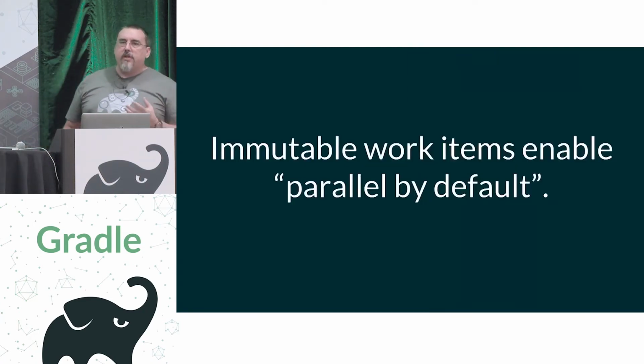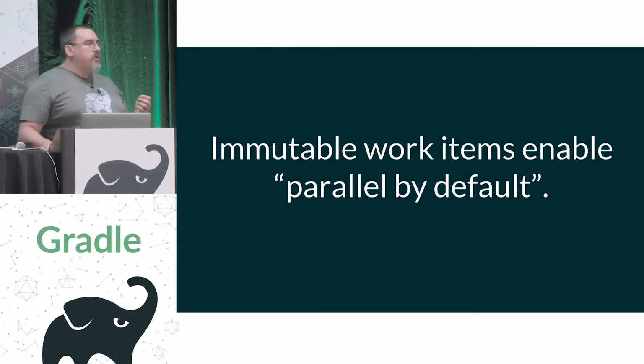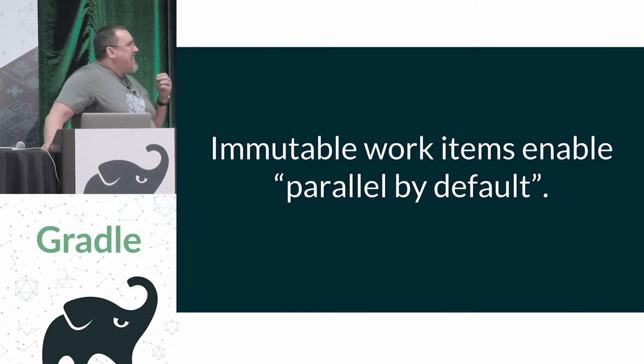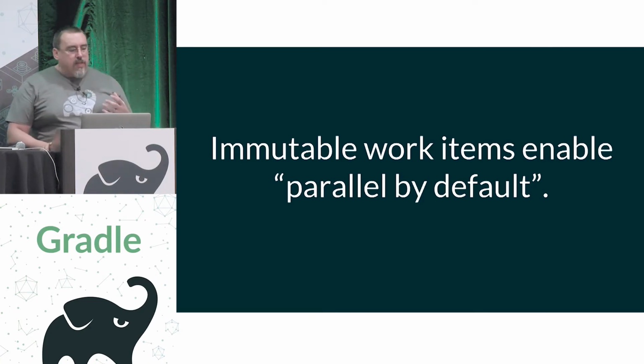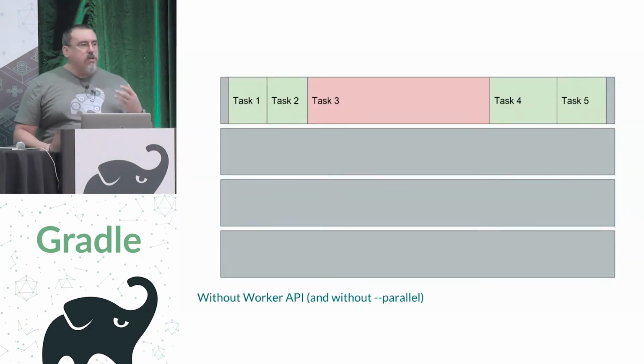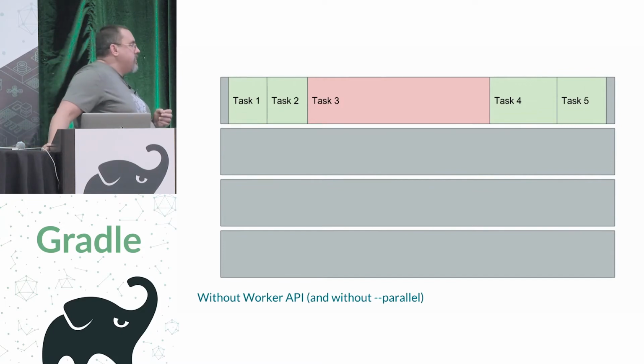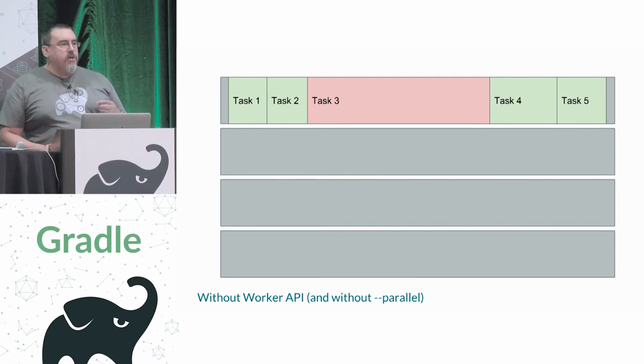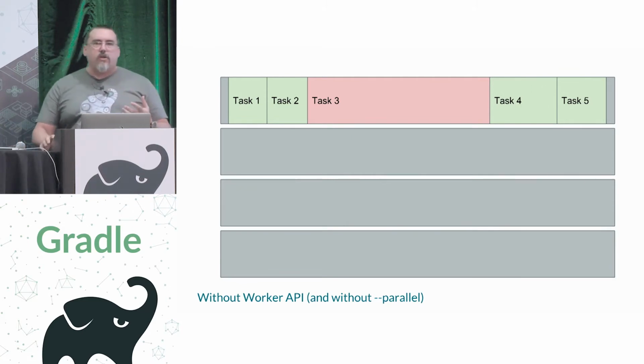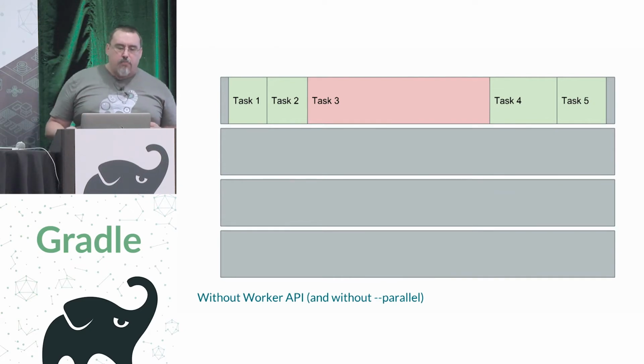So this immutability that we keep talking about, what this really does for us is it enables us to do parallelism by default. And so what do I mean by this? Let's take a look at a non-parallel build. So maybe this is a build that either is not using --parallel, or it's a build that's only a single project, and so --parallel doesn't have an effect, because all of the tasks are in the same project.